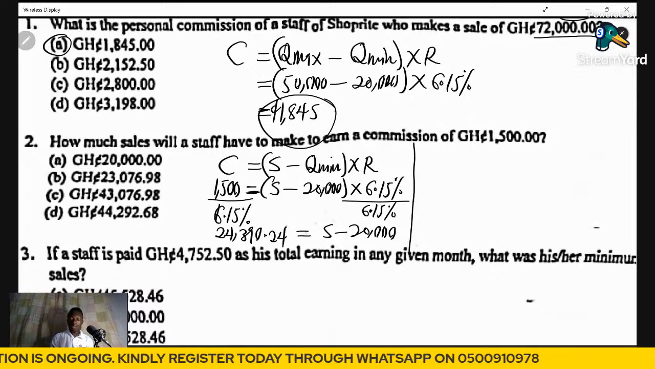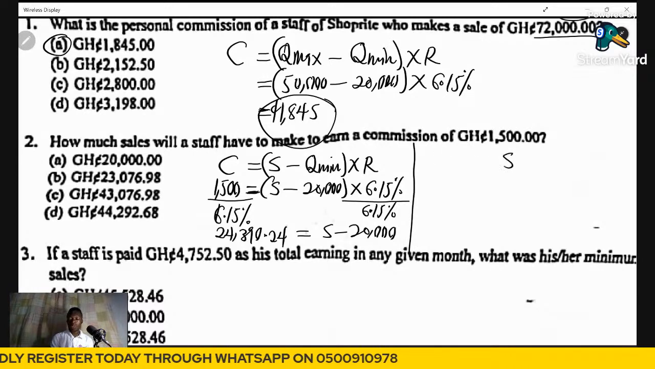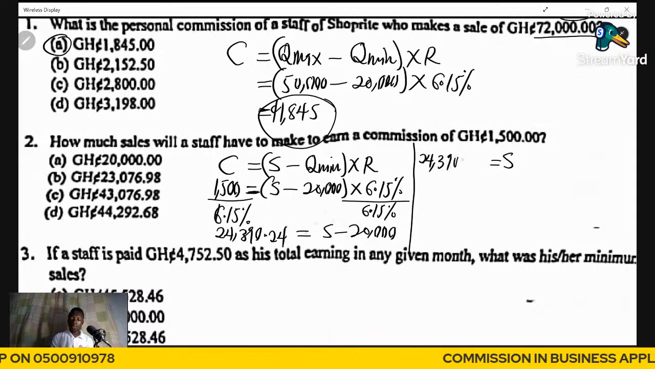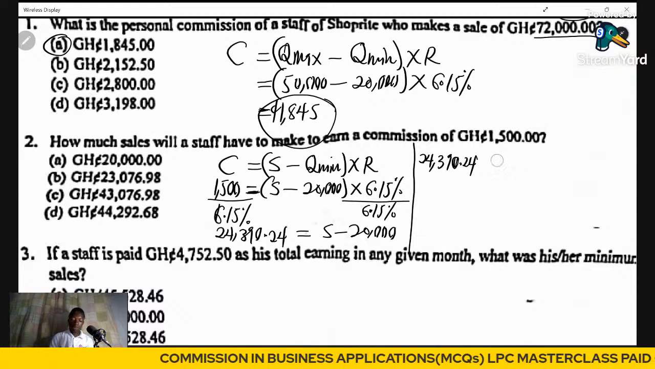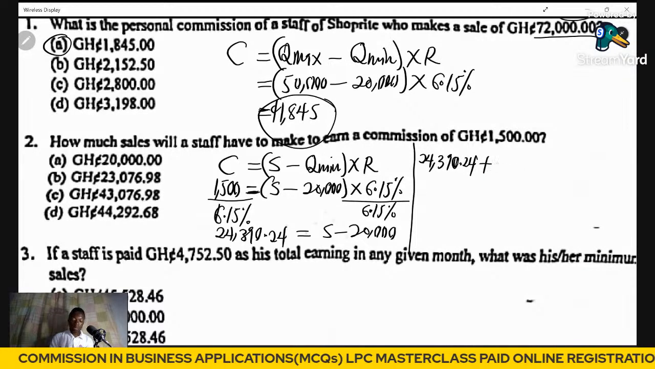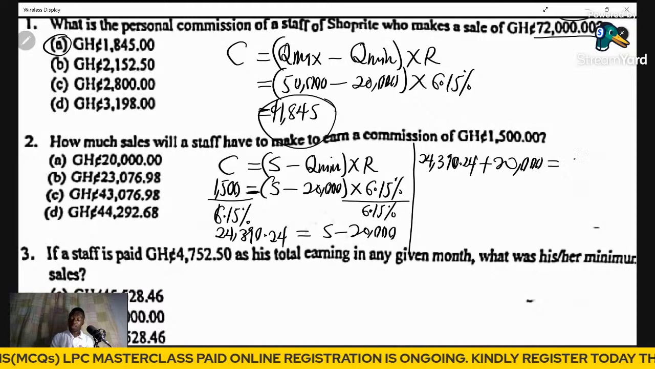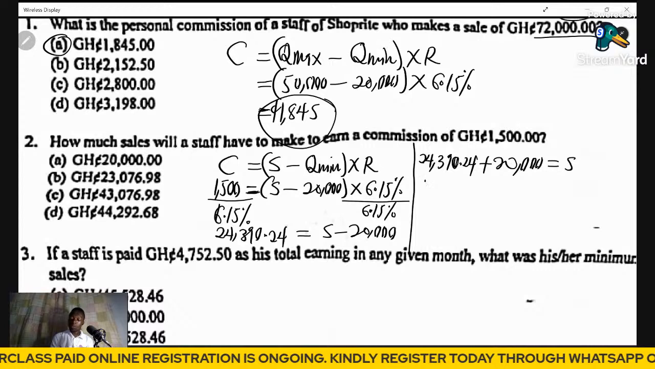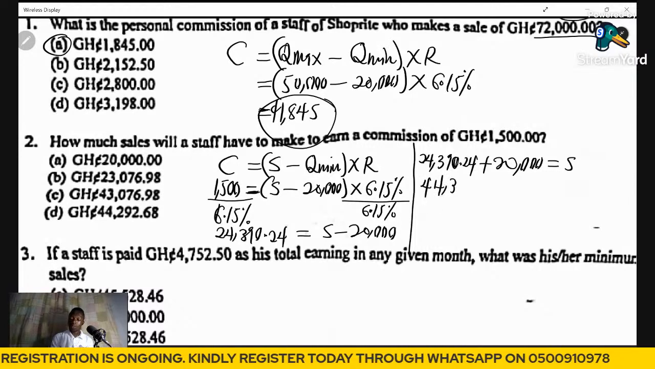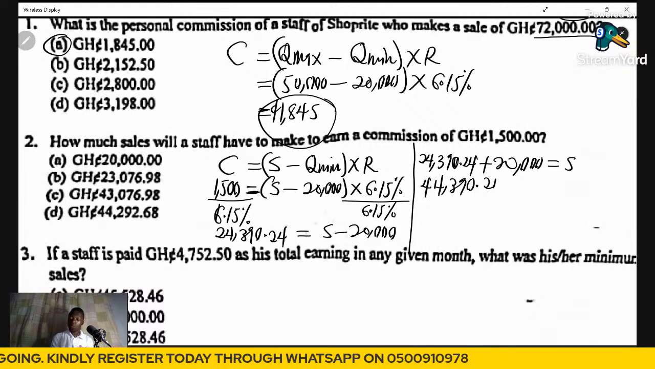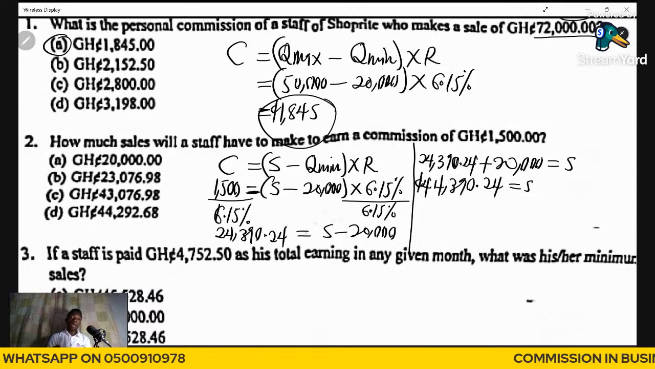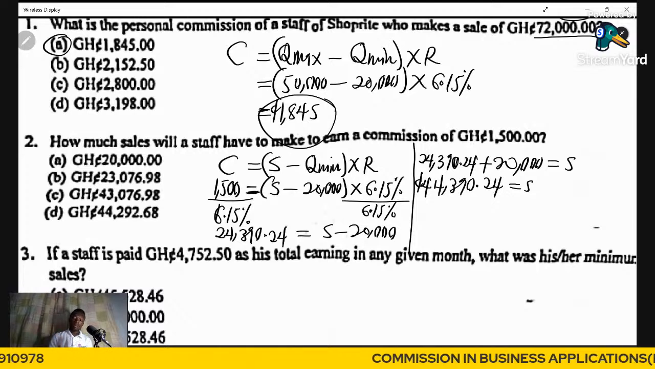So I can bring it here by saying that therefore our X is going to give us 24,390.24 plus 20,000. Okay. And that should be equal to our X. So when you add the two, you should be able to get 44,390.24 Ghana cedis. So this is actually the sale of this staff who made a commission of what?